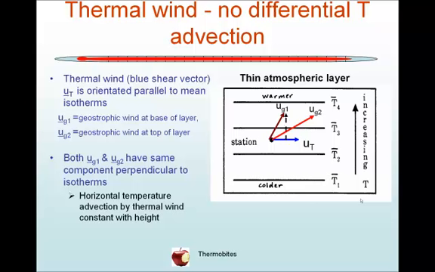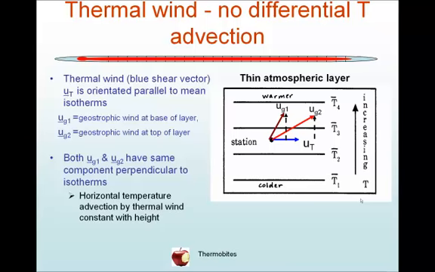At the bottom of the layer, that's the component of the wind that runs perpendicular to the mean isotherms, and at the top of the layer, that's the component that runs perpendicular to the mean isotherms. And you can see that they're exactly the same. Why? Because the wind shear of the geostrophic wind with height runs parallel to the mean isotherms. There is no component of it that runs perpendicular, and therefore there will be no change in the thermal advection performed by a geostrophic wind with height.